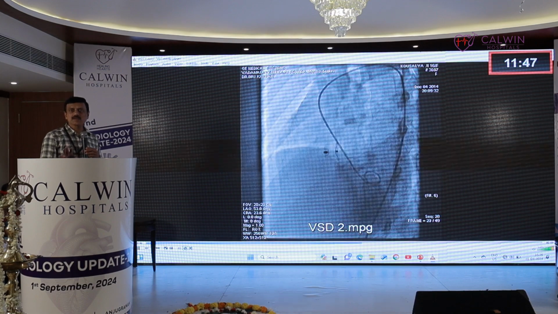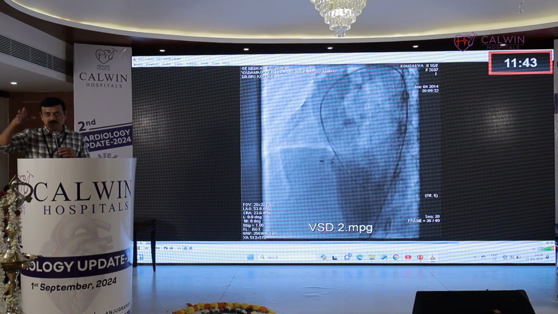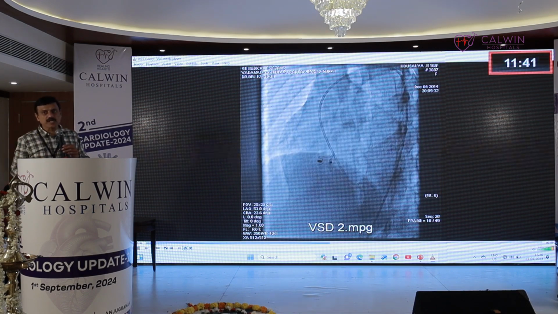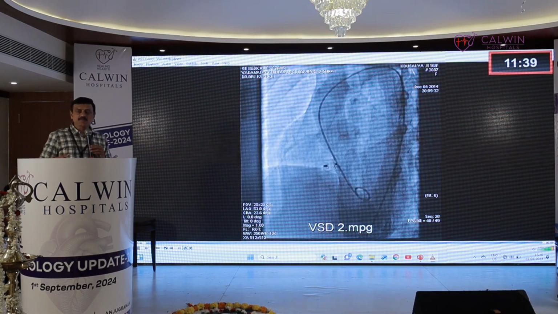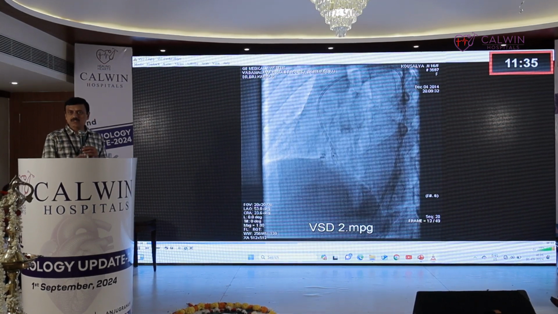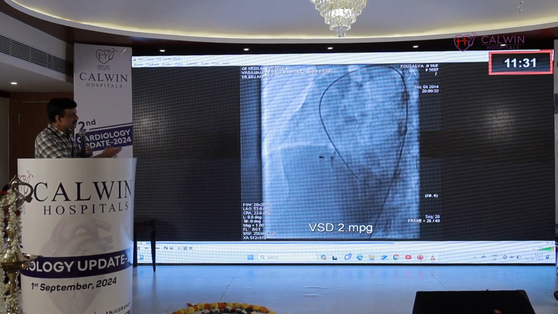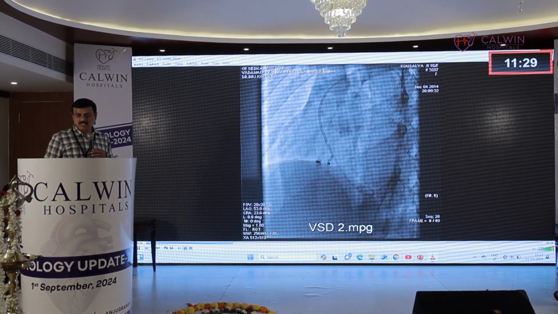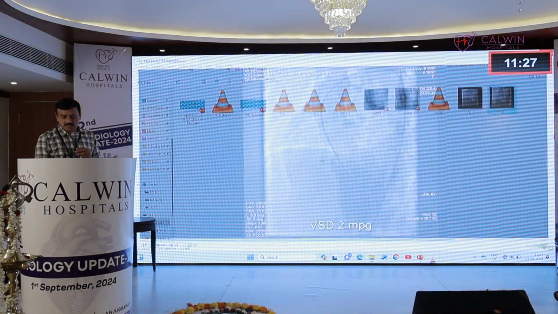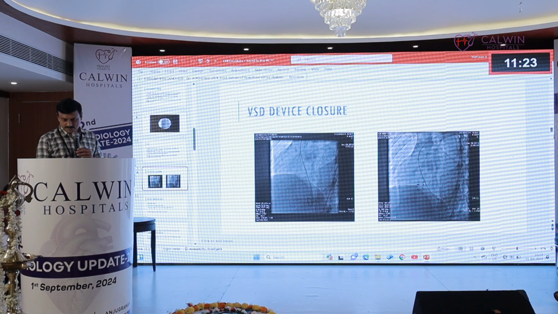So again, it's a relatively well established procedure, and the majority of adults are amenable to device closure, because usually there will be a tissue below the aortic valve, and I cannot remember sending any grown-up child or adult with VSD for surgery. So it's a relatively straightforward procedure. Whenever there is a VSD of significant size, as you can see here, a large LV, moderate VSD, one can always recommend VSD device closure if it is clinically indicated.